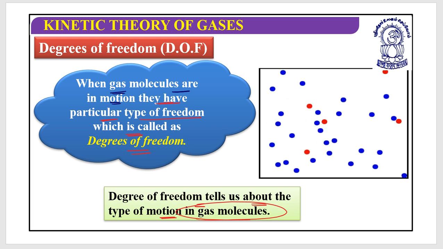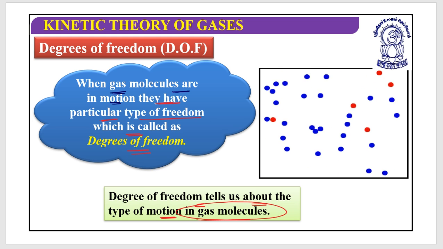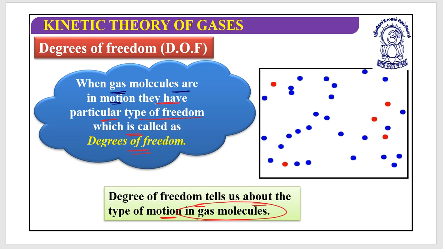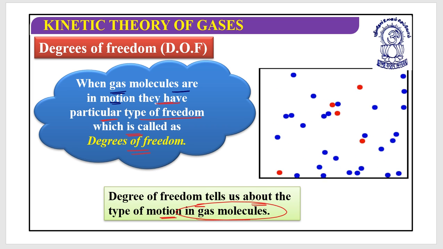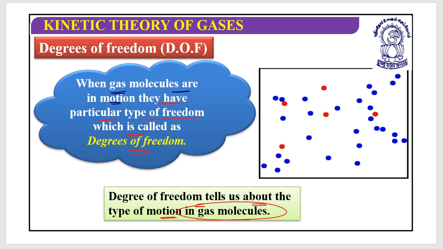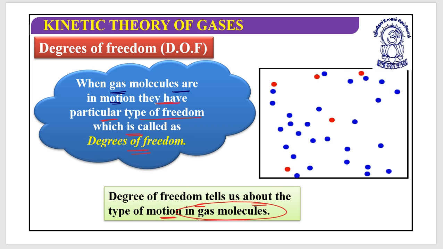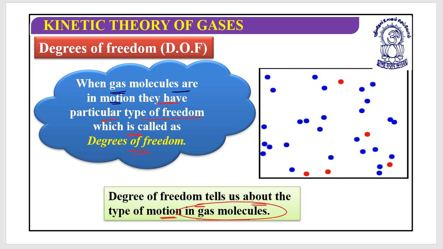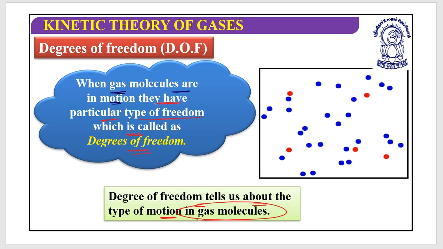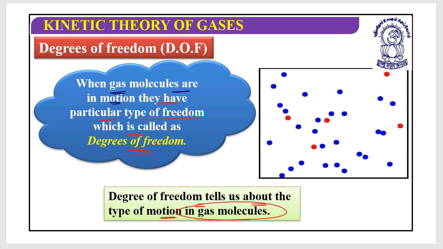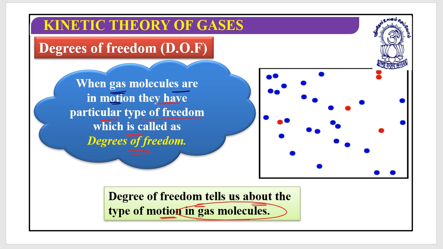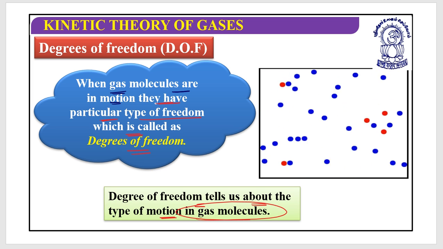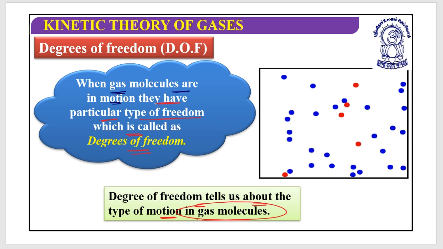So look at this. These gas molecules are there. There is a collision with the container as well as with other molecules. So they are having certain specific kind of motion. And if you observe, each molecule is a single molecule. So it is moving in X, it is moving in Y, it is moving in Z. I hope this is clear.